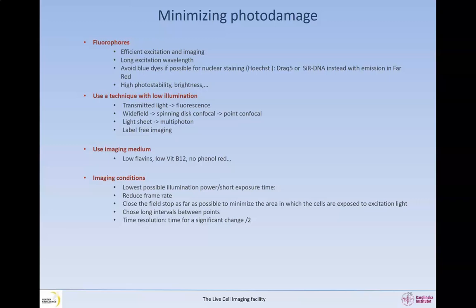And last but not least, do not forget to run control experiments for assessment of phototoxicity. Compare stained with unstained cell images in the same condition, and set up parameters for assessing the health of your cells, such as cell motility, division, mitochondrial shape, rather than only assessing cell death. We will come back to this a little bit later.